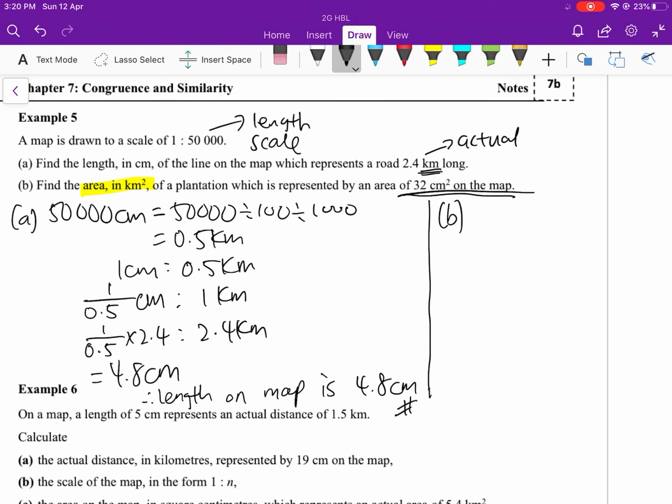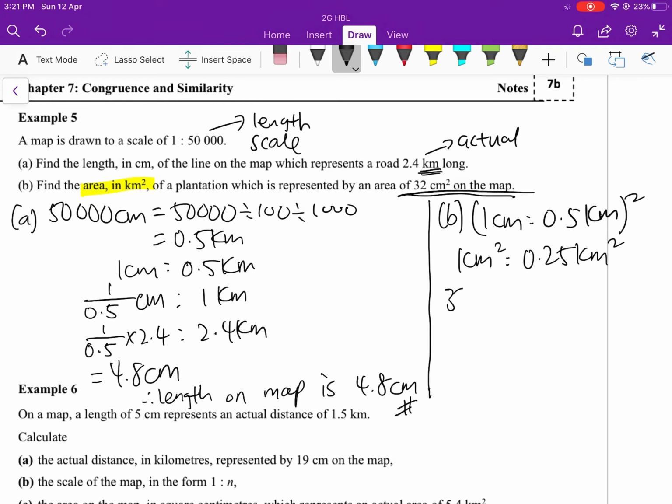And you know to get area scale, you need to square the length scale. So first of all, this is my length scale, which is already given in the question. I will square it to give my area scale. So 1 cm square is to 0.5, you square it, I get 0.25 km squared. So this is your area scale.